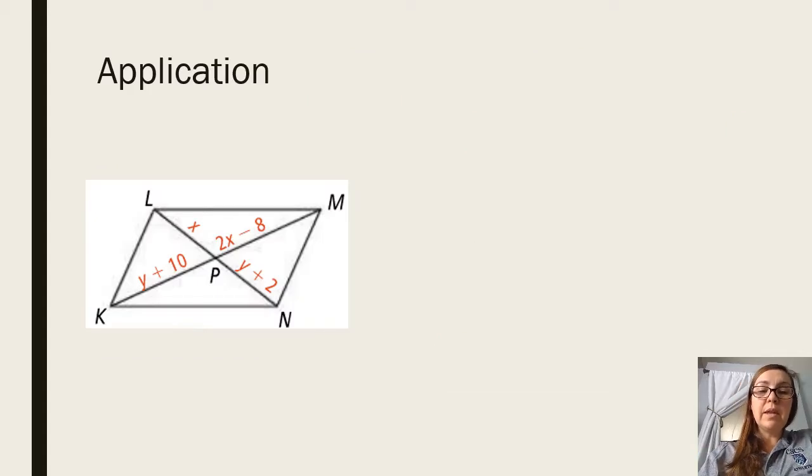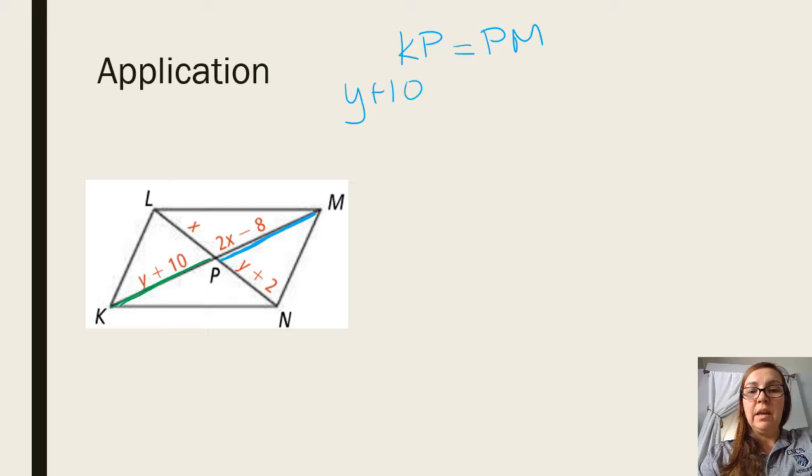Okay, so we can apply this here. The important thing is being able to decipher this equation. This section right here is y plus 10. And so we knew from our theorems that KP is equal to PM. So then we can say y plus 10 is equal to 2x minus 8. But because there are two variables here, we can't solve for either variable. So we have to use the other diagonal to help us.